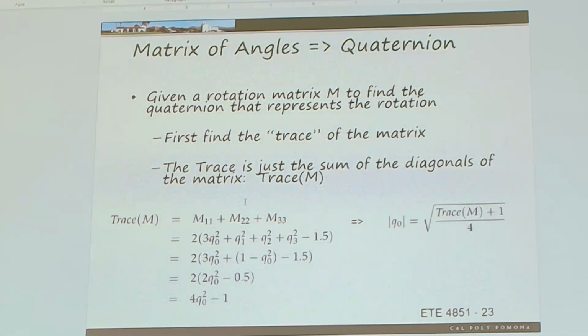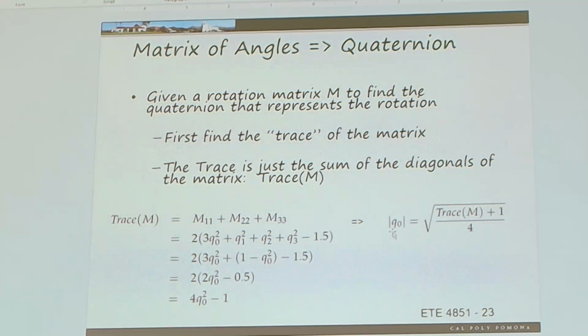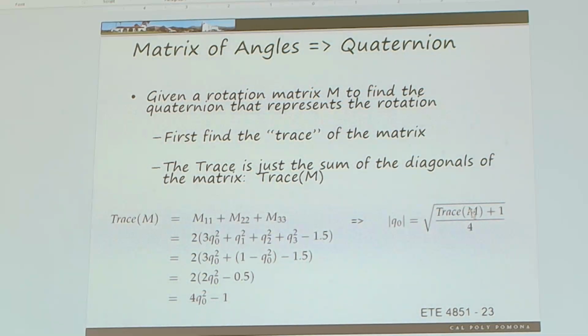I take the trace of that matrix, which is the diagonal, and I sum them up. When I do that, this is what my matrix was. That's what we had from before. So I'm just taking that and summing them up, and I get 4 Q naught minus 1. So we find that we can now solve for Q naught: it becomes the trace of our M matrix plus 1 over 4.